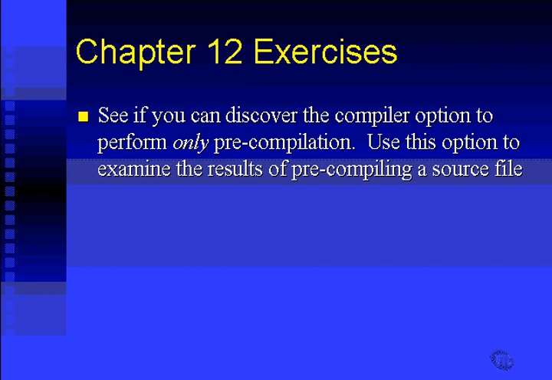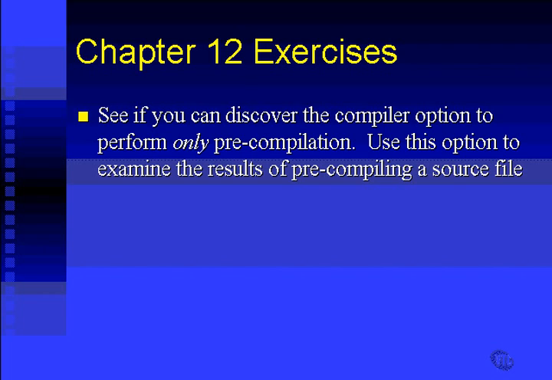In other words, for every compiler that I've ever seen, there is an option that you can specify, either on the command line or in an options box or something like that, that says only perform pre-compilation. Don't do the full compilation. And what it will do is it will create some kind of output file. Usually those output files end in .i. I think they do. It doesn't really matter. The compiler documentation will tell you the name of the file that it creates.